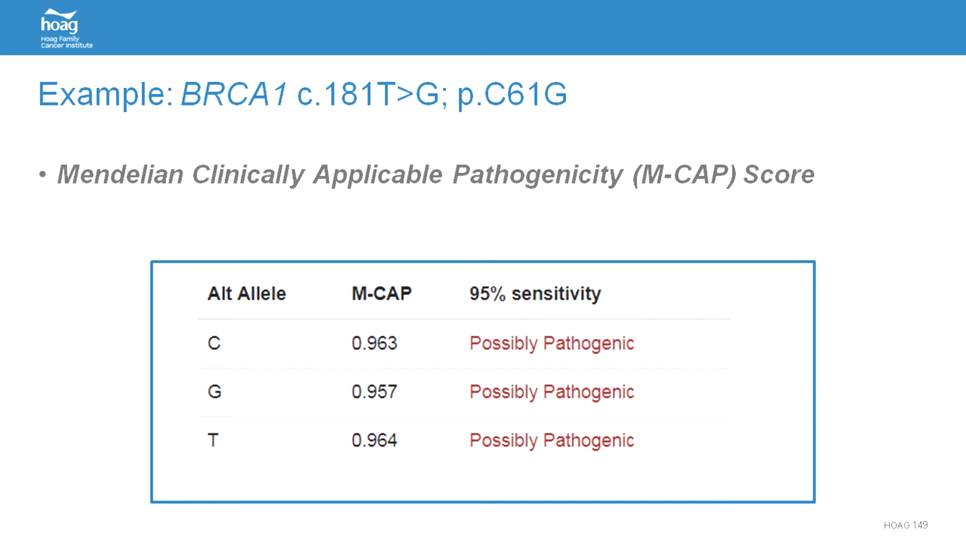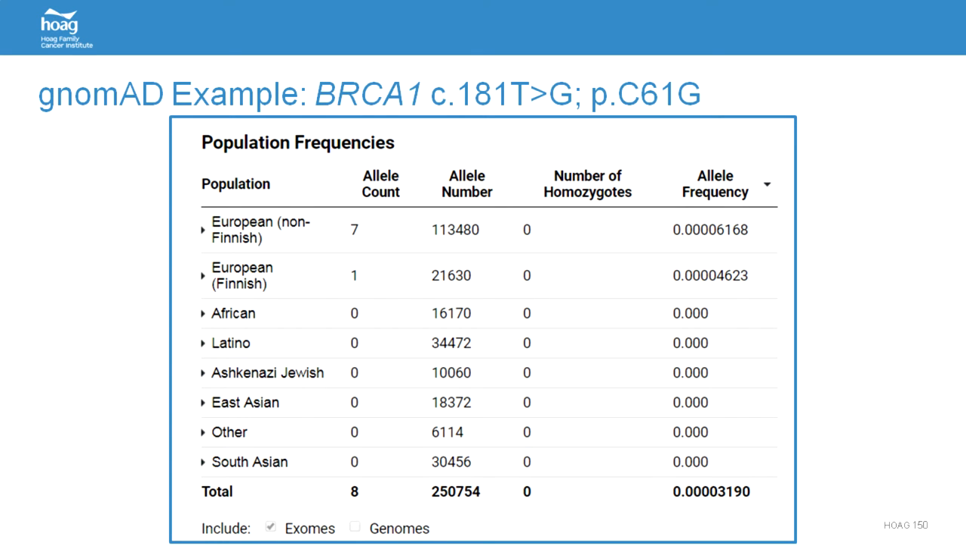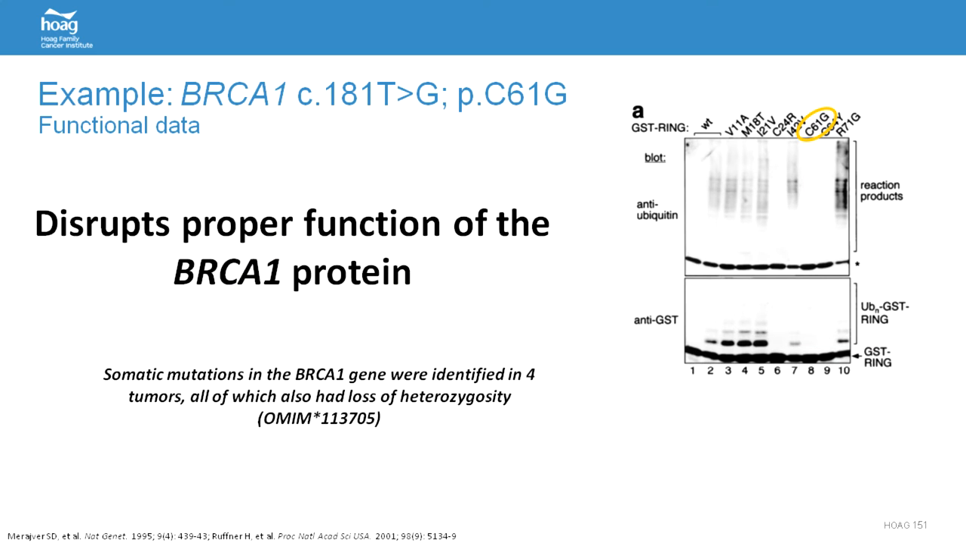M-CAP is another in silico model that I use. So I took a sequence again and put it in M-CAP, and it predicted that this would be possibly damaging. The gnomAD database for this specific variant, as you can see on the bottom, shows about 0.003% allele frequency. So this is rare. What we expect is that if the variant is rare in the healthy population, it could cause a disease. So this will be supporting.